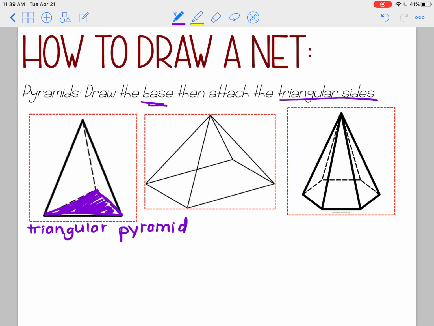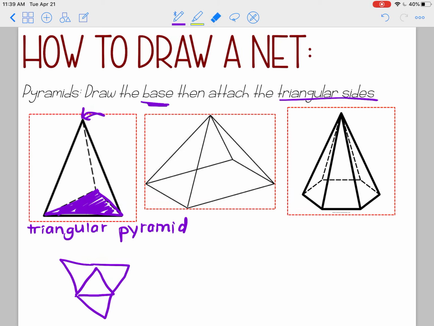So we're going to draw our base first, and it's a triangle. And then we're going to attach our triangular sides. So here's a triangular side, here's a triangular side, another triangular side. Now, what we would do is gather up all of those and bring them to that top point that I said was called the apex, and it would make our triangular pyramid in a 3D shape.